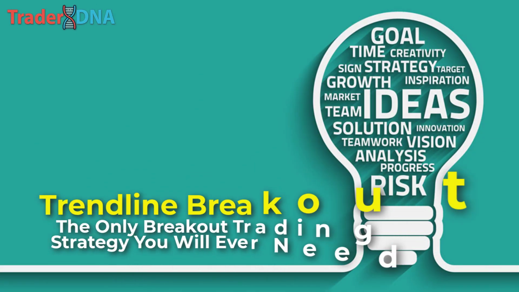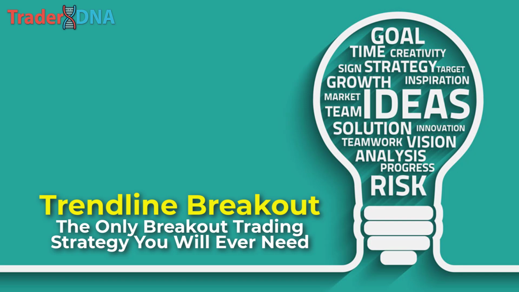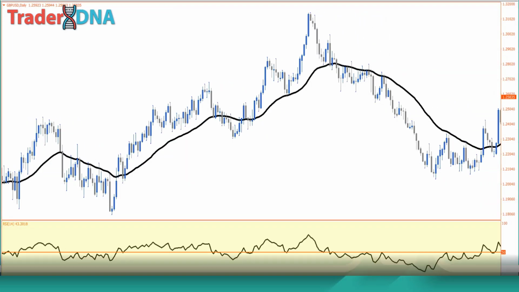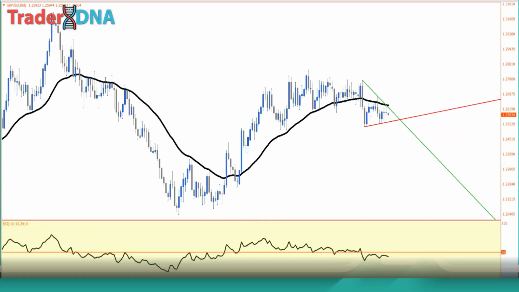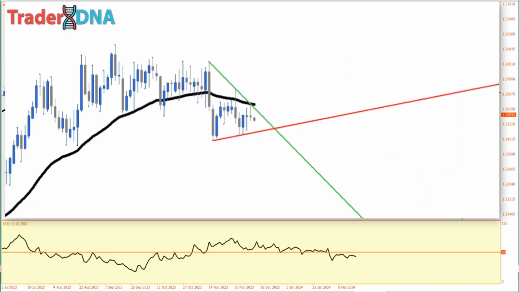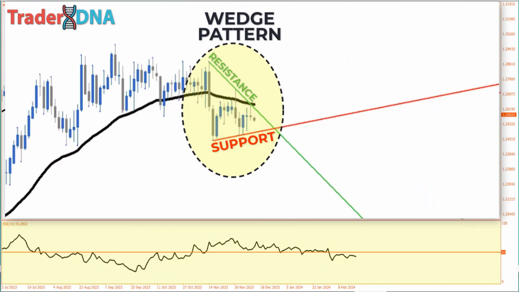Trendline breakout. The only breakout trading strategy you will ever need. This illustration closely resembles the first two illustrations. The main difference here is that instead of having trend lines and horizontal lines, we only have two trend lines. One trend line acts as support while the other acts as resistance. This forms what is known as a wedge. The breakout of this pattern occurs when the market finally breaks out to one side or the other.